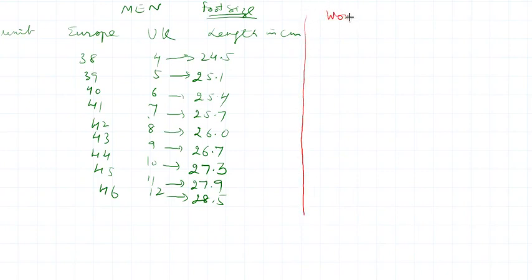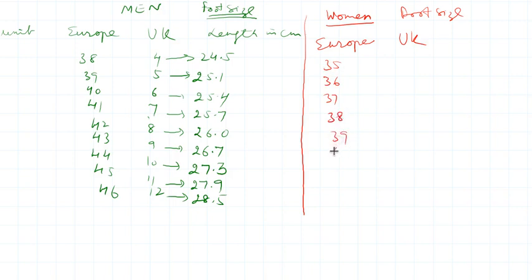For women, foot size is shown as follows. So in European style and in UK style, in European style this is 35, this is 36, 37, 38, 39, 40, and 41. In UK style it is 3, 4, 5, 6, 7, 8, and 9.